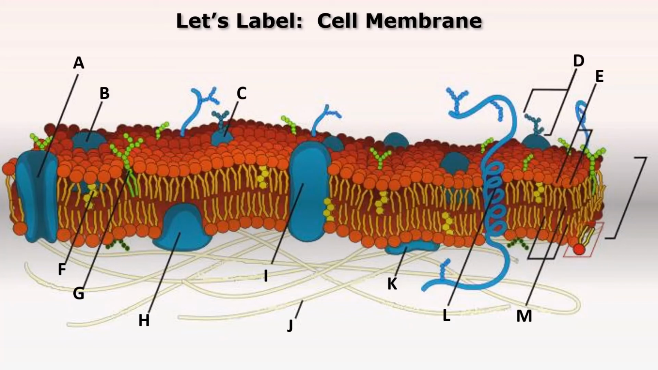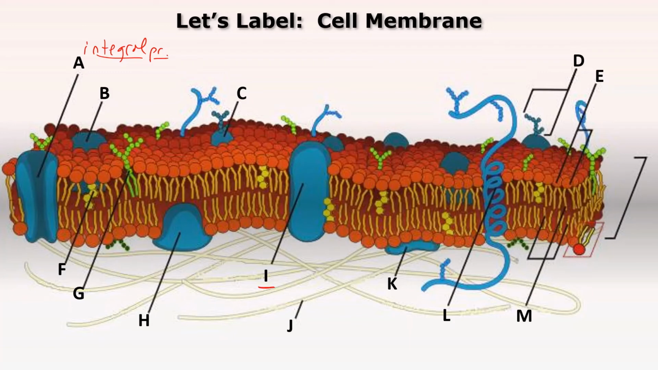Okay, so A, well, I see a blue thing. Sometimes they're purple, sometimes they're blue, stuck in the membrane. It's going all the way across. I would definitely call this an integral protein. And probably I would call it a transport protein or a channel protein, because it looks like something can go through there.